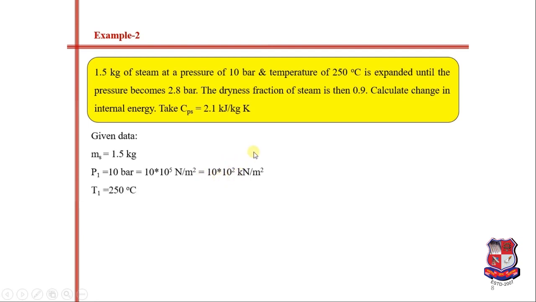Then initial temperature is given as 250 degrees Celsius. Then final pressure is 2.8 bar, so we need to convert it into kilonewton per meter square, that is 2.8 into 10 raised to 2. Then dryness fraction at pressure of 2.8 bar is 0.9, and we are required to find change in internal energy, means how much amount of internal energy will change if my steam is expanded from 10 bar pressure to 2.8 bar pressure.